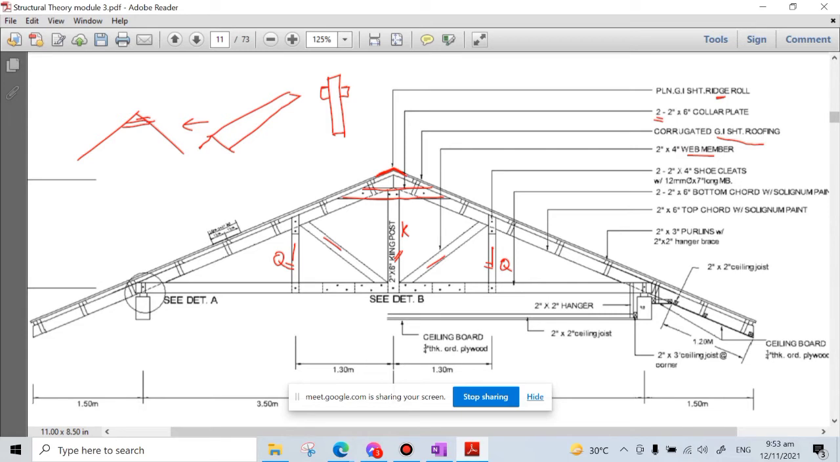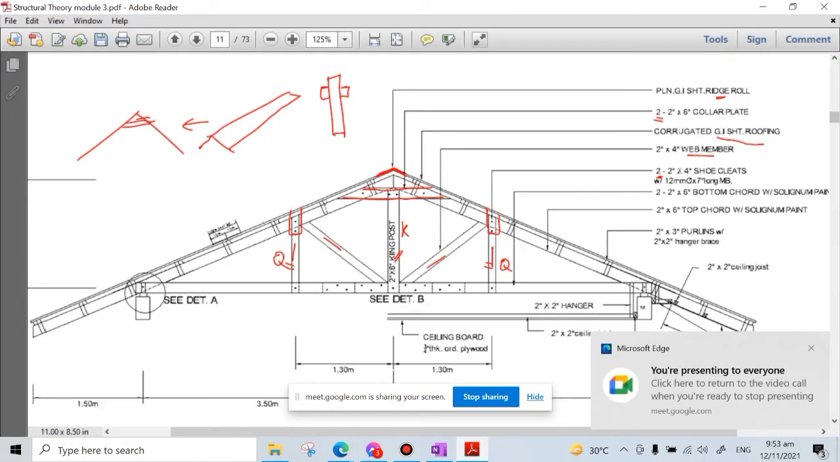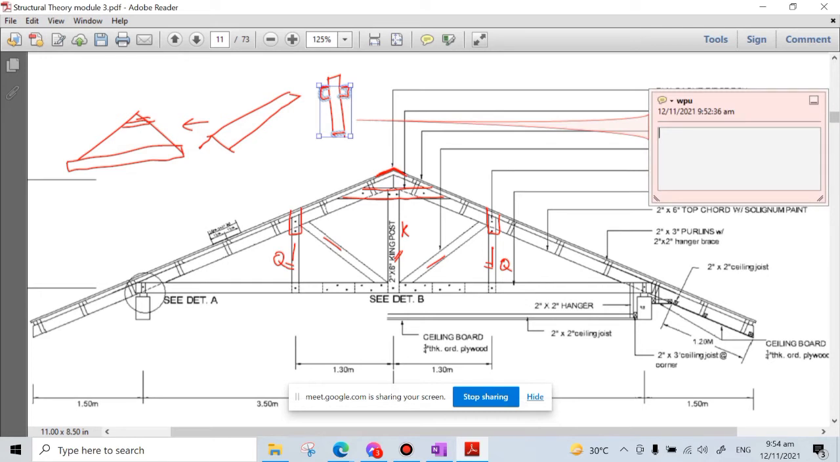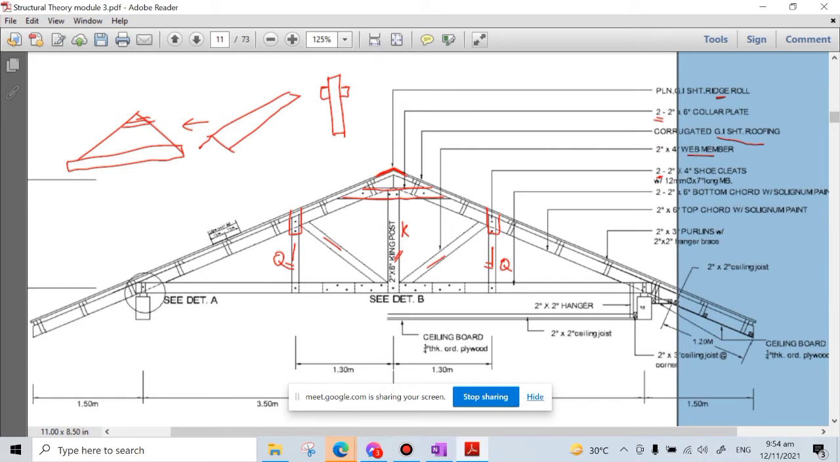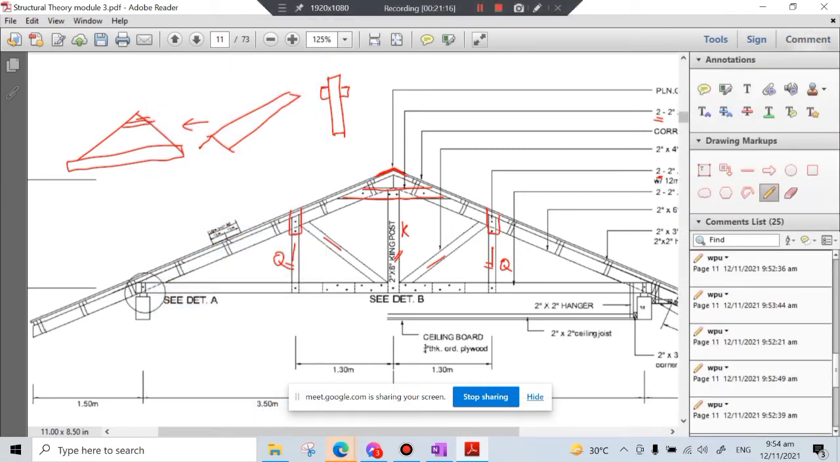Shoeplates naman, minsan tinatawag din nila itong fifth plate. Ang shoeplates, ito naman yung pang-ipit natin doon sa mga members na to. Kabilaan to meron. That's why nakikita natin dito dalawa. Okay. And we have the bottom chord. Si bottom chord, dalawa rin to, kasi kabilaan din. Kung ang top chord isa lang, ang bottom chord natin dalawa. Meron dyan at meron dito sa kabila.